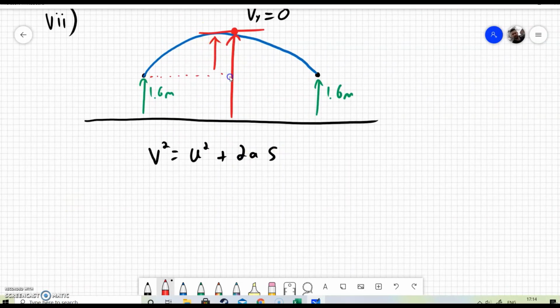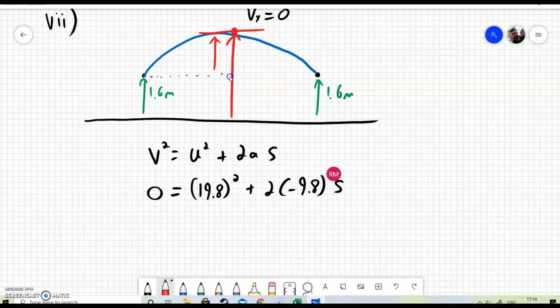So I'll put my numbers in. I know when I get to the top peak, v is going to be equal to 0. I've worked out earlier on, and I've already shown by calculation, that the initial vertical velocity is 19.8 meters per second. And I know that the ball is under the influence of gravity, which means a is minus 9.8. The value I'm looking for, s, is that little smaller red arrow, which will tell me how high above the person's hand when they threw it that it will land. Then start multiplying this out.